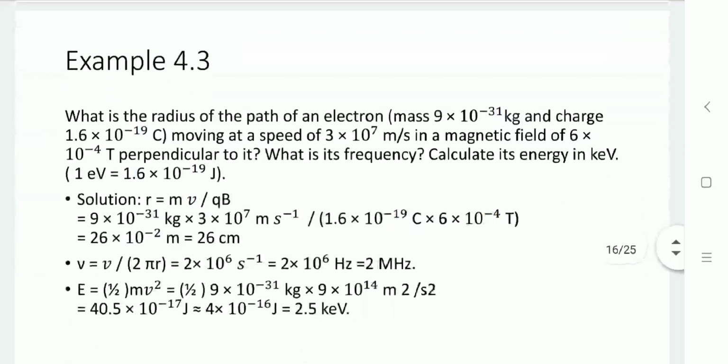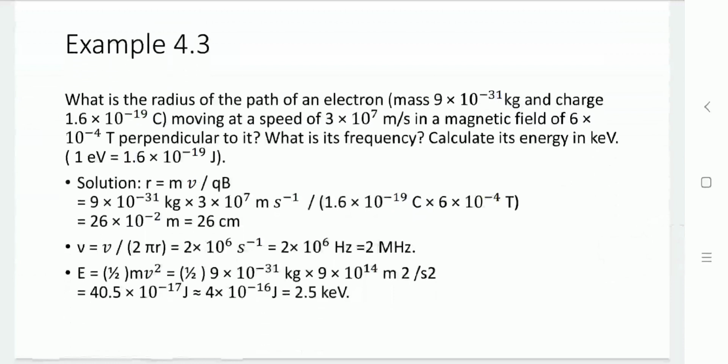Now go through the example. What is the radius of the path of an electron, mass 9 into 10 raised to minus 31 kilogram and charge 1.6 into 10 raised to minus 19 coulomb, moving at a speed of 3 into 10 raised to 7 meter per second in a magnetic field of 6 into 10 raised to minus 4 Tesla, perpendicular to it? What is its frequency? Calculate its energy in kilo electron volt. And 1 electron volt equals 1.6 into 10 raised to minus 19 joule.